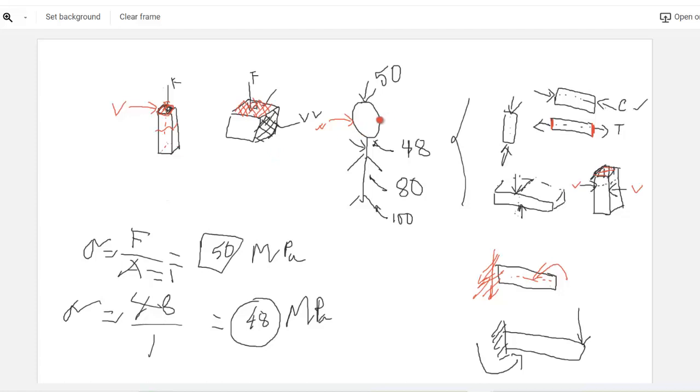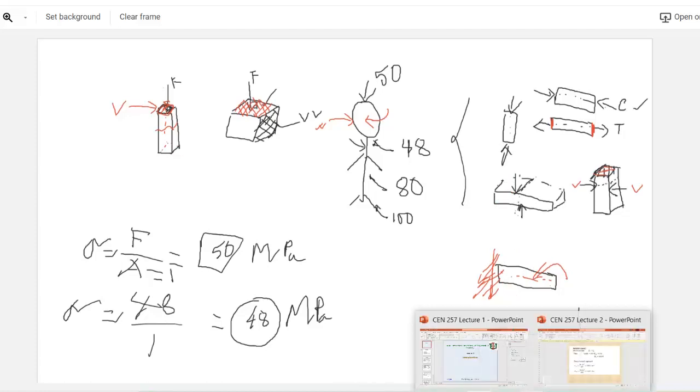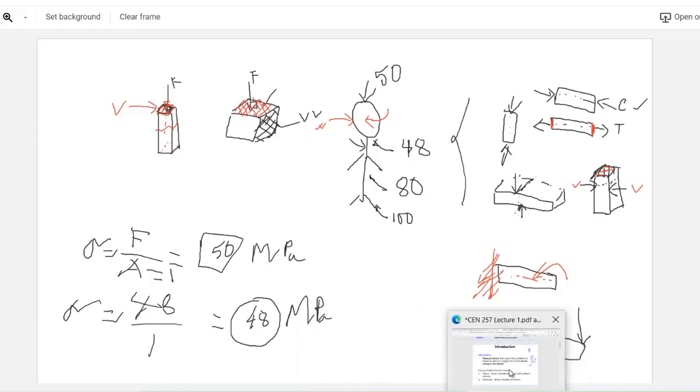So if someone is just trying to twist this neck, and if this neck fails due to this twisting, that would be torsional failure, right? Yes, sir. So now you at least understand four kinds of forces. So now we can go back to the lecture that we plan to give you.